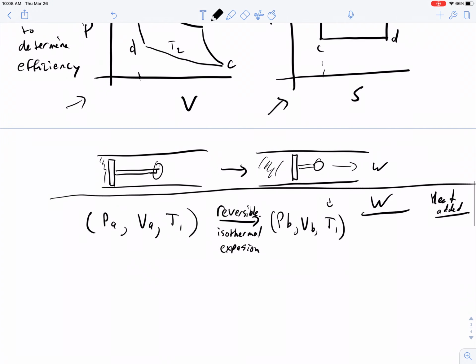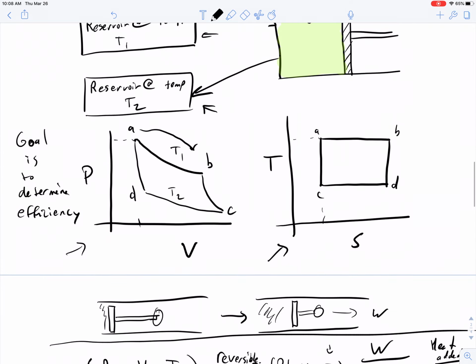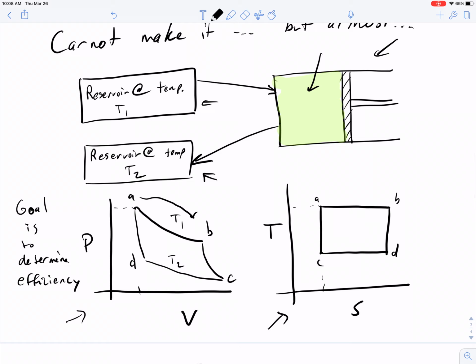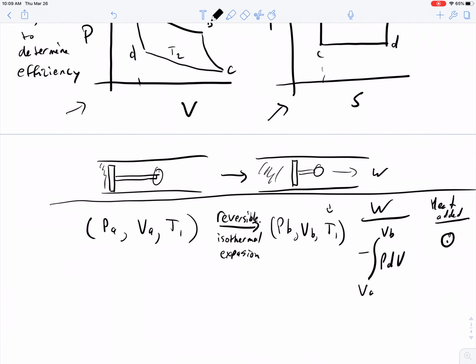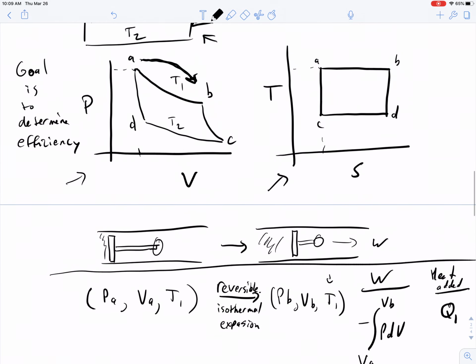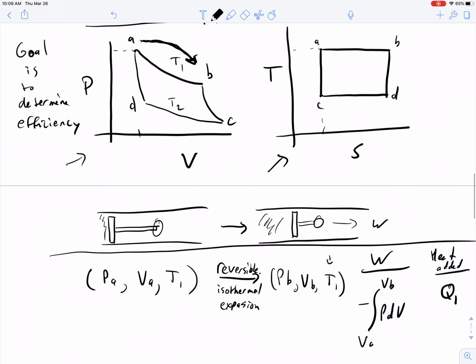The work done would be the integral of pressure-volume work from volume A to volume B as this is expanding. During the first phase, the isothermal expansion from A to B at temperature 1, there has to be heat supplied from thermal reservoir 1 into this device. So the heat added at this stage would be Q1. That's step 1. What's happening in step 2?